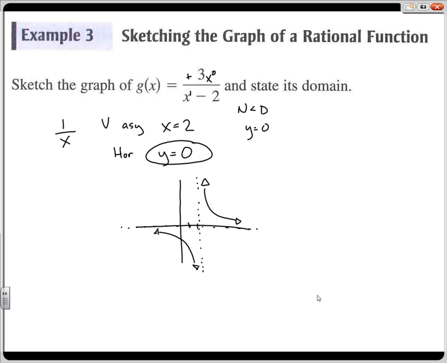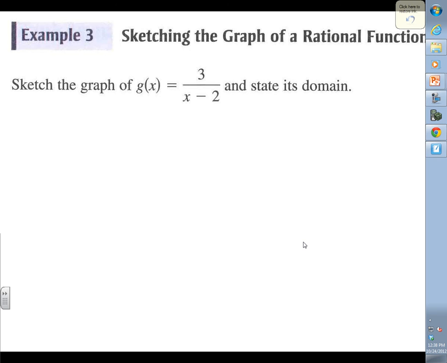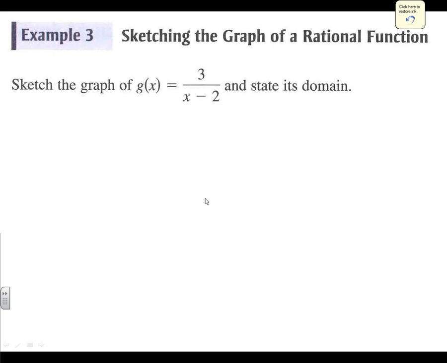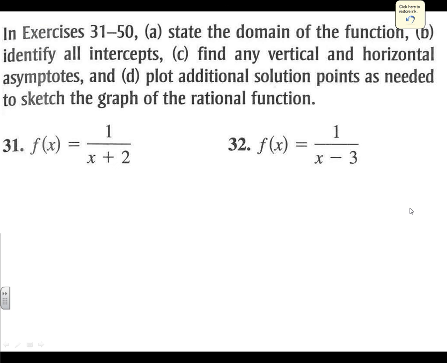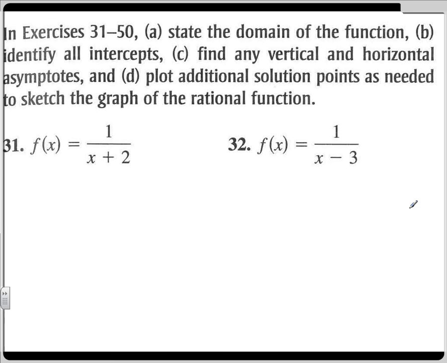Alright, so let's go ahead and try the next problem. Try 31. Alright, 31, part A, the domain. Immediately we can say x does not equal negative 2 from the denominator. For part B, let's identify all of the intercepts.